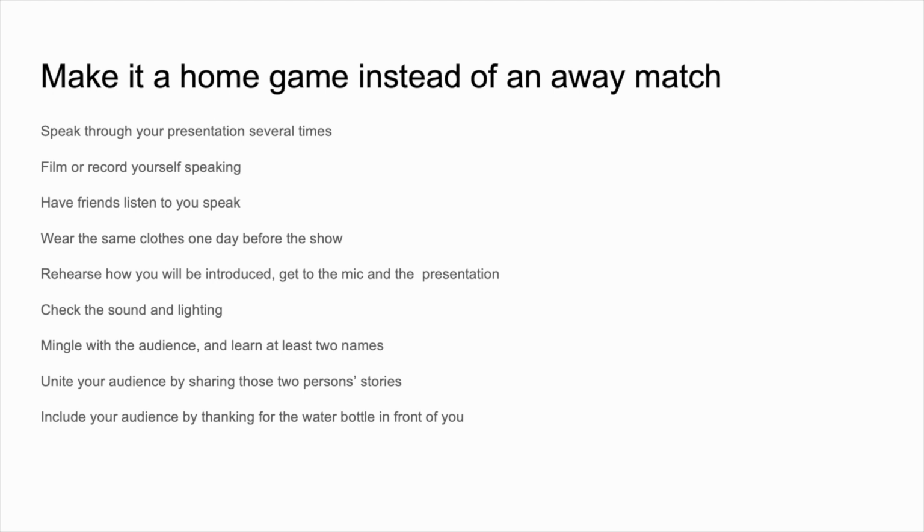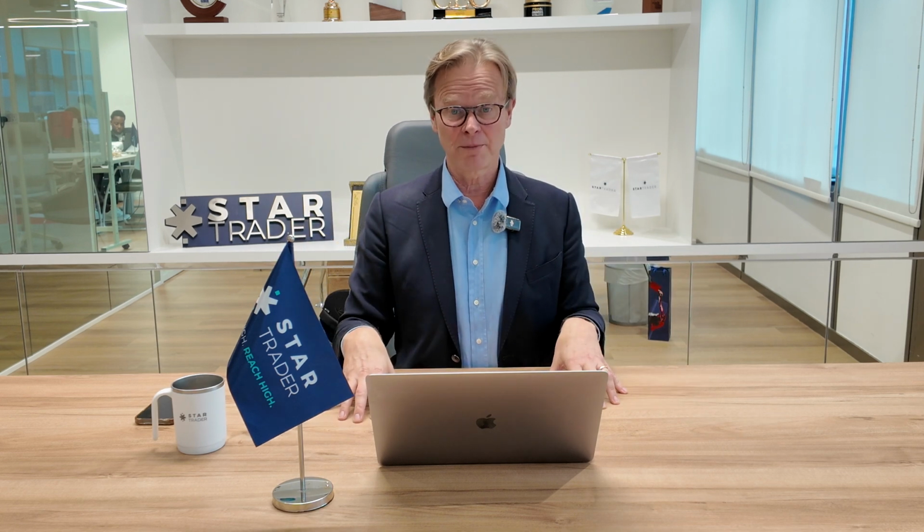Mingle with the audience, get to know them as well as you can. Unite your audience by telling stories from the audience. So if you can mingle with your audience beforehand and pick up two stories by two different people and just mention it during your talk, you've just united and included the audience in your talk, and it makes it much easier for everyone to make the right decision.